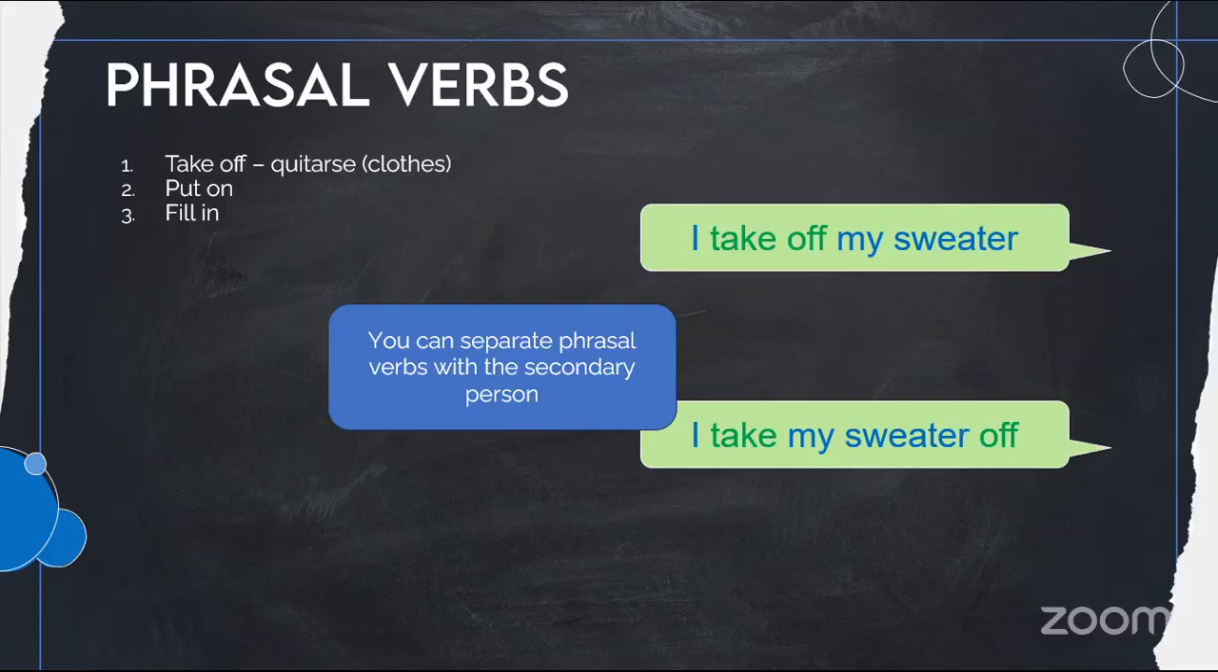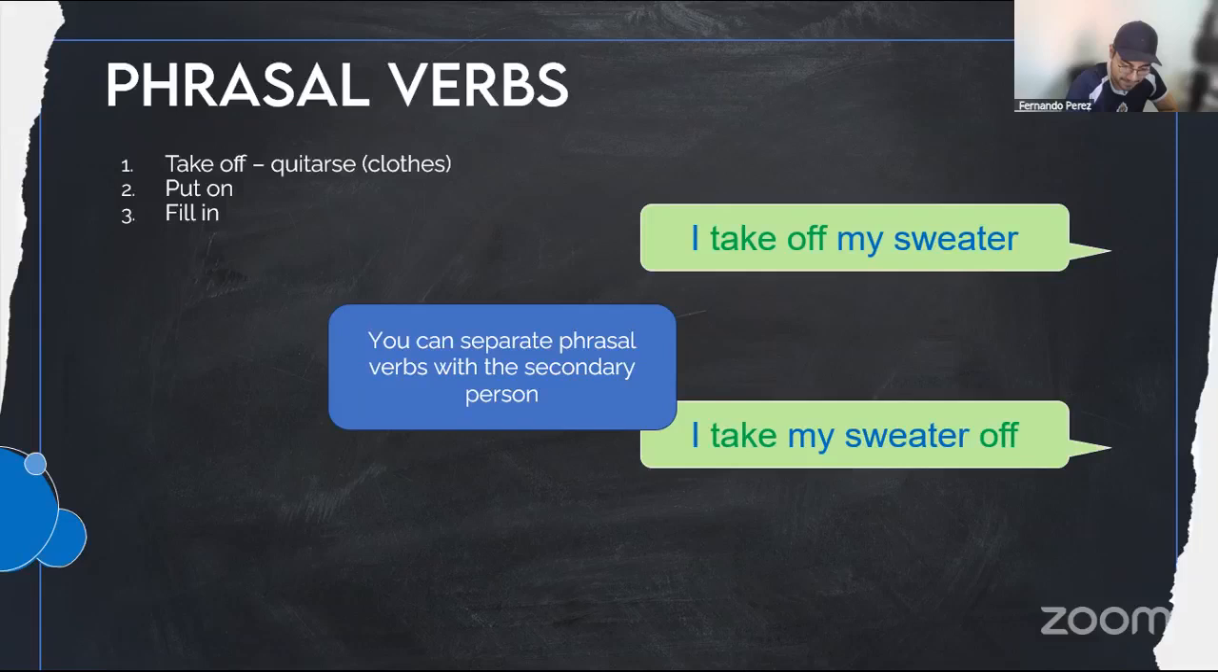Teacher, if I want to say he, it would be he takes your sweater off. Or he takes off your sweater. Both positions are correct. Okay. Thank you.